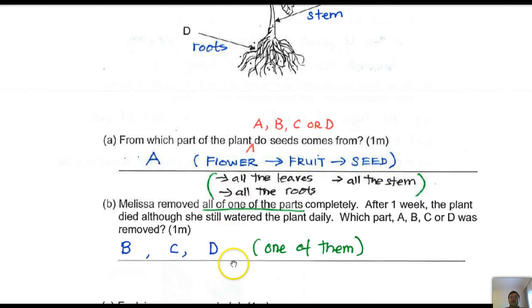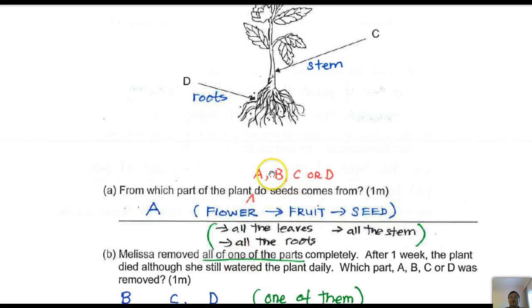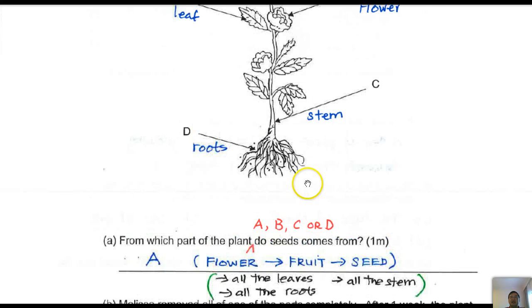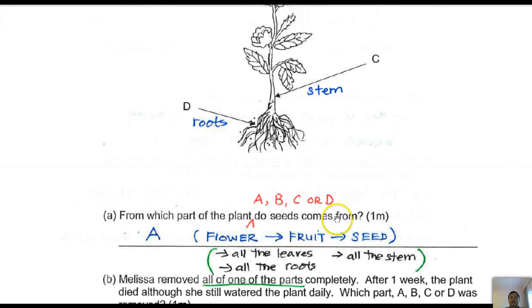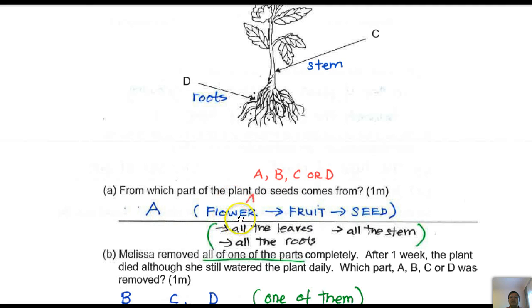Take a look at the questions. From which part of the plant do the seeds come from? Of course, there was a missing phrase here. It means from which part of the plant. All you need to do is just to state A, B, C, or D. The seeds come from the fruits. A, the part A means flower. Flower changes to fruit when they are being fertilized. After the fruit, inside the fruits there will be seeds.